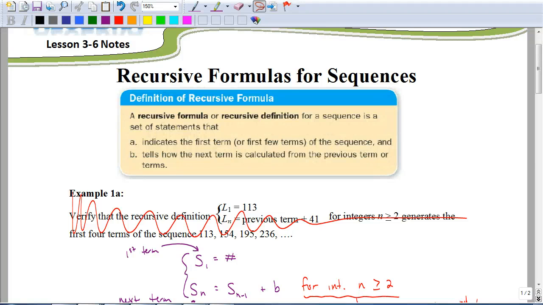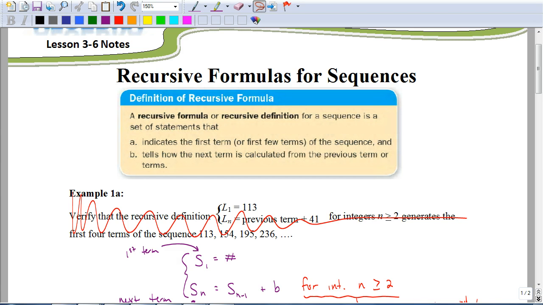Okay, so in a previous chapter we talked about sequences, but we talked about the explicit formula for a sequence. The idea with an explicit formula is that it gives you any term in the sequence that you want to find. So if you want to find the 50th term, you'd put 50 into that explicit formula, and it would give you the 50th term. If you want to find the 100th term, put 100 into the equation, and you would get your answer for the 100th term in the sequence.